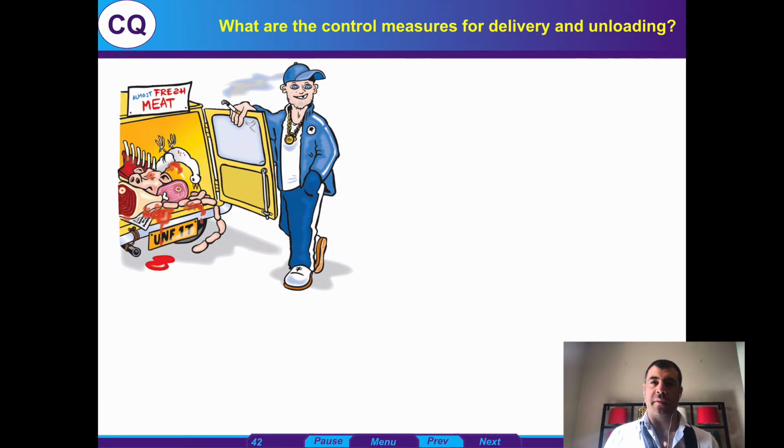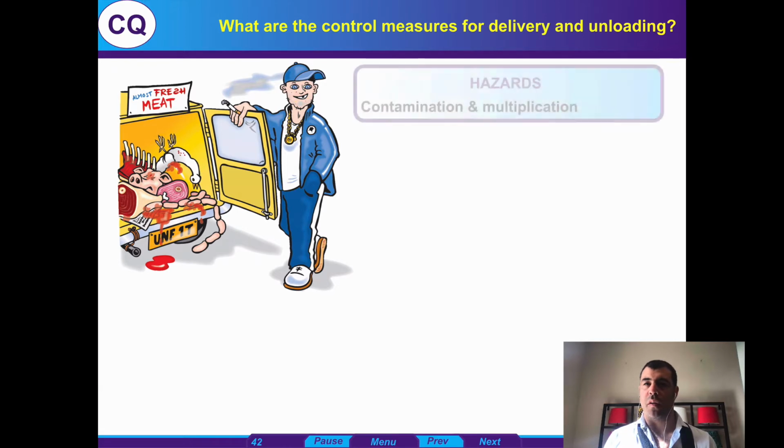So what are the control measures for delivery and unloading? When you're receiving fresh food, what should you do? What should you look for? What are the critical limits? What do you do in case of a non-conformity?